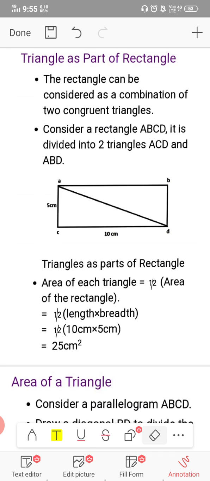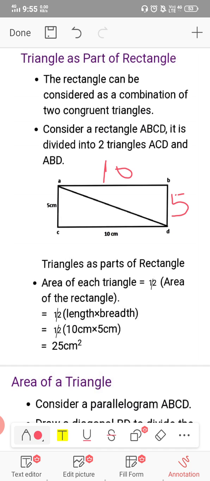These two triangles also have the same shape and size. That is, AC is 5, and BD will also be 5 because it is a rectangle. Similarly, CD is 10, that means AB is also 10 because it is a rectangle. But when we divide it through the diagonal, it will give us two triangles, that is ABD and ACD.